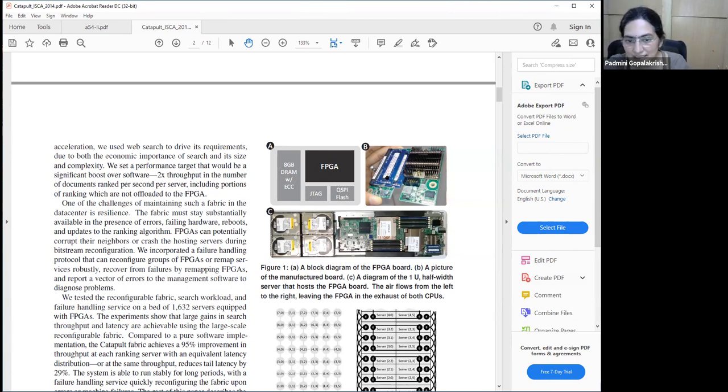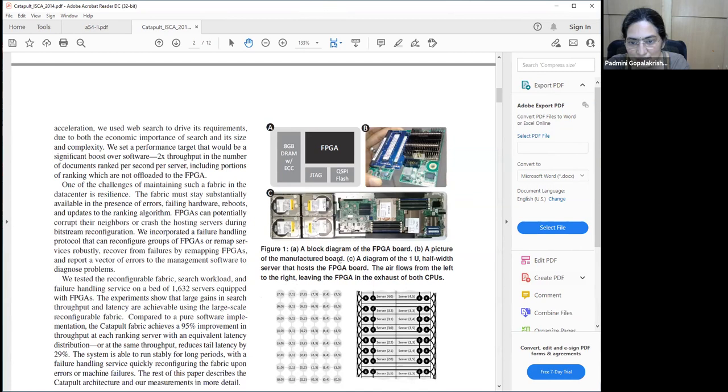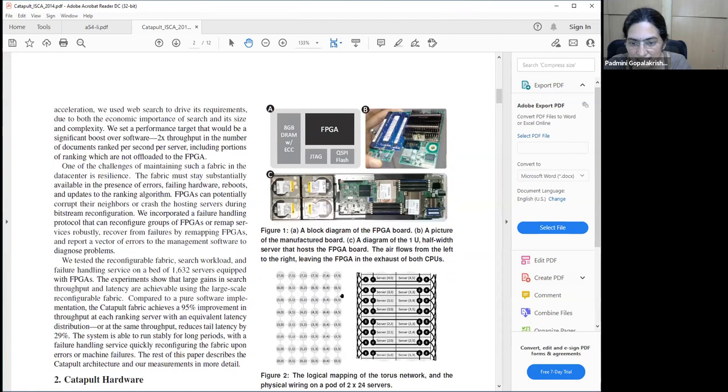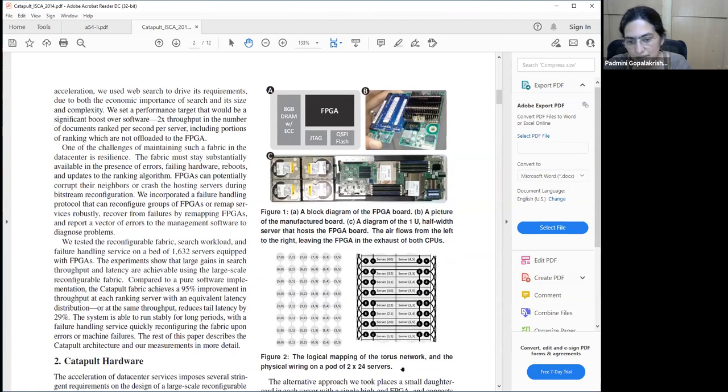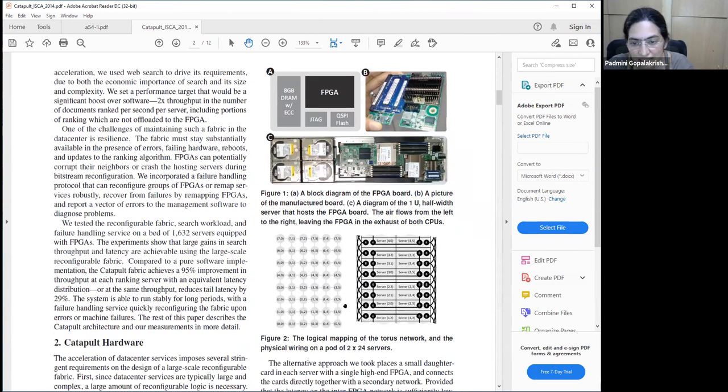Then this shows a picture of the board which is actually manufactured, and this is the server that actually hosts the board. What is interesting here is that they have pods with 48 servers in them. Each server has an accelerator card attached. The pod is wired in the form of a torus. A torus is like a donut, so you have wiring on the outside as well as on the inside. So that's what you see.